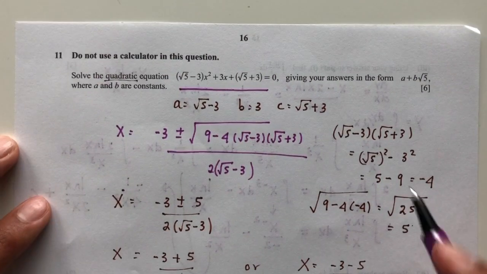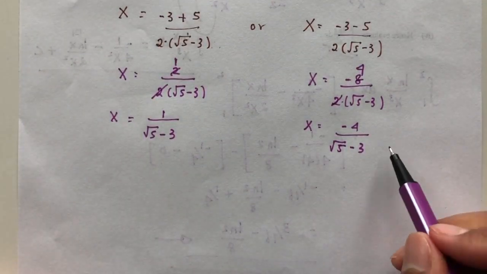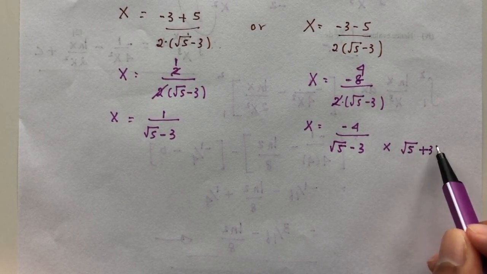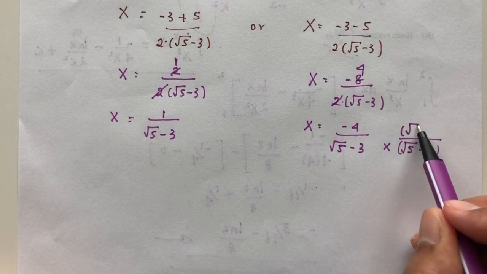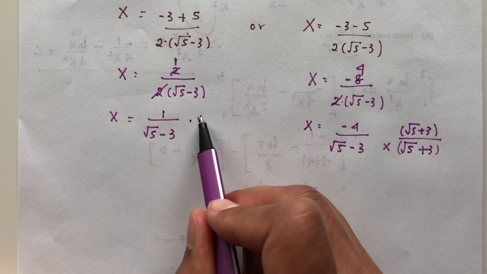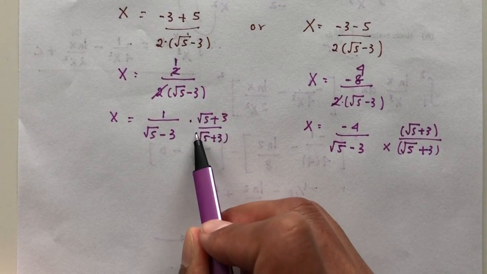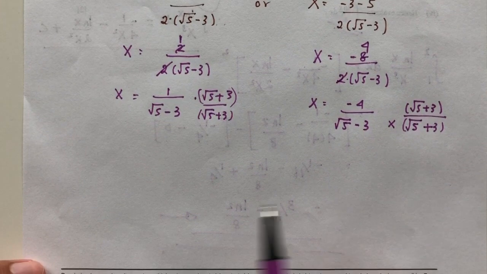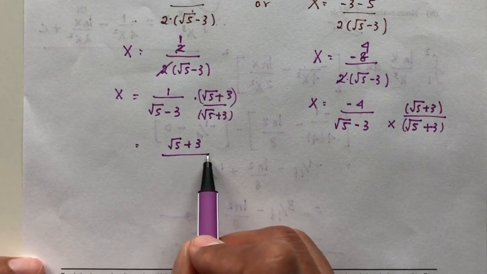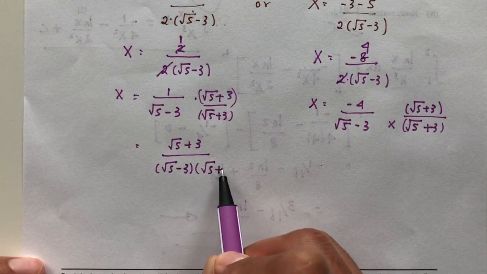But now we have to express the answers in this form for our marks. So we have to multiply by the conjugate. Conjugate of this will be root 5 plus 3. On the bottom and top will be the same conjugate. So multiply both sides by root 5 plus 3. So this will become, on top you will have root 5 plus 3. On the base you will have root 5 minus 3 and root 5 plus 3.